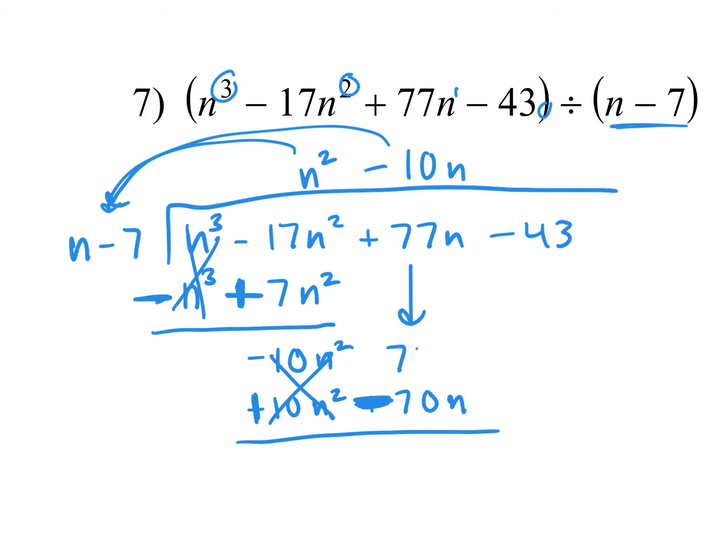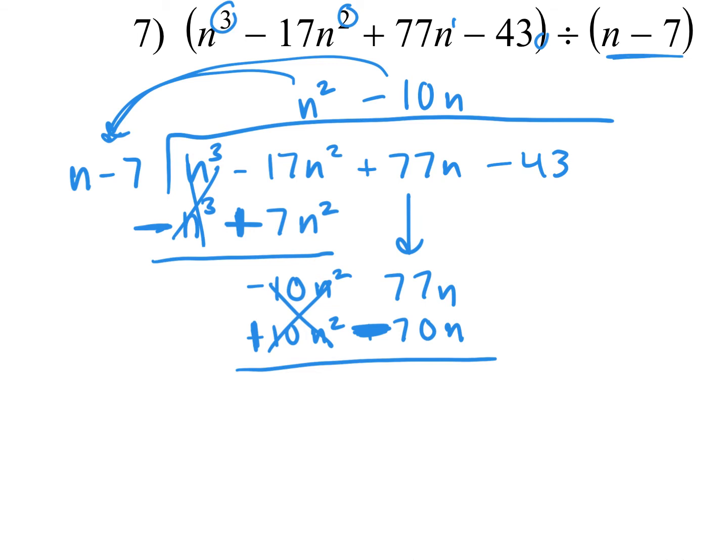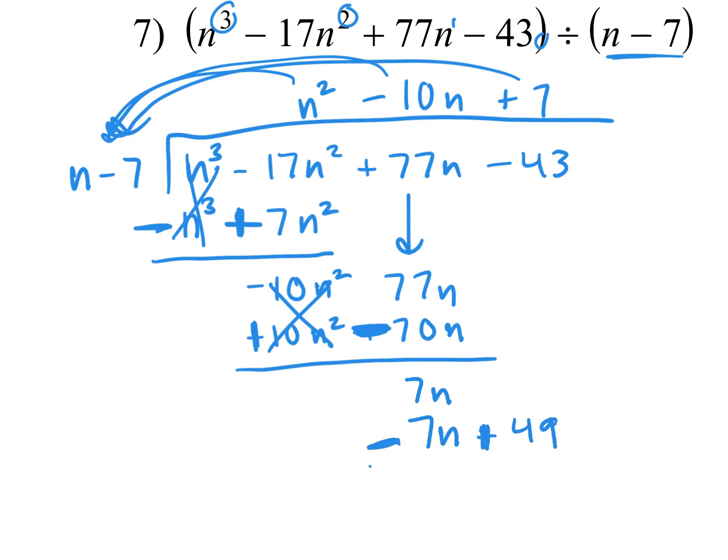What else do I have to do? Drop down the 77. So it's 77n minus 70n. 7n. Then we divide. So if I take away an n, what do I get? Just 7. So 7 times n would be 7n, and 7 times negative 7? Negative 49. Change the sign, and combine.